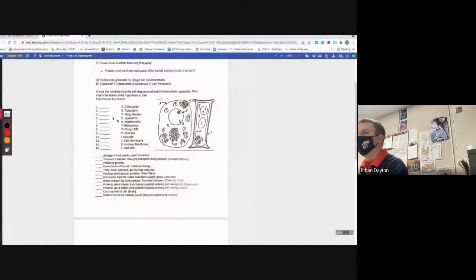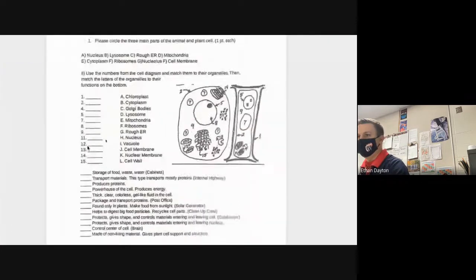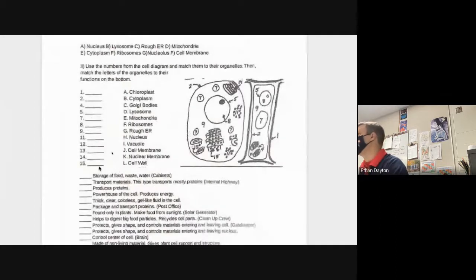So now I realize there's no 3, right? So it says 1 through 15, but there's really only 12. There's 1, 2, no 3. 4, 5, no 6. 7, 8, 9, no 10. 11, 12, 13, 14, 15. That is by design, okay? So there's no 3, 6, or 10. I took out some things that were not very clear and things we didn't really talk about, okay?